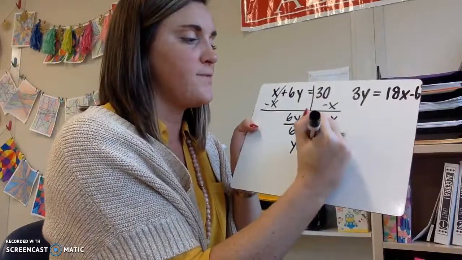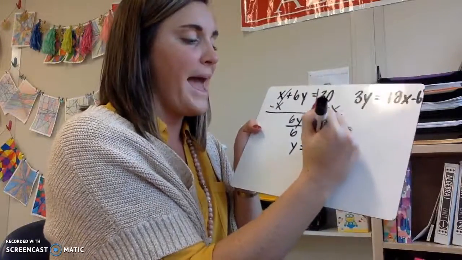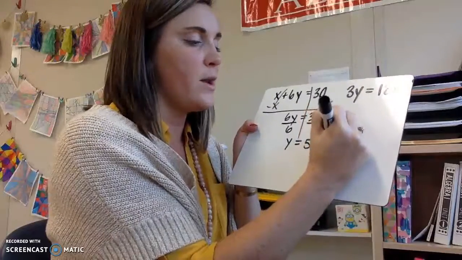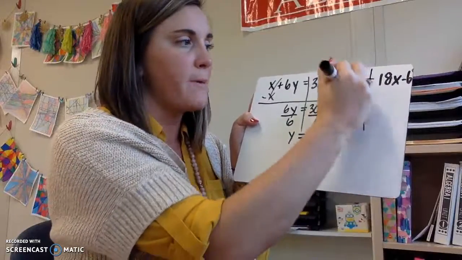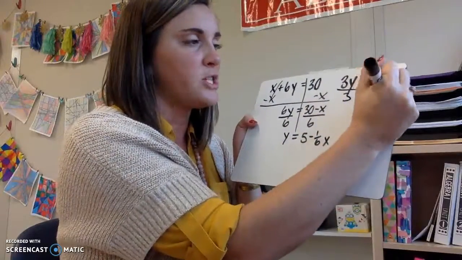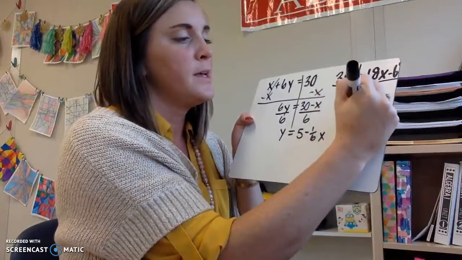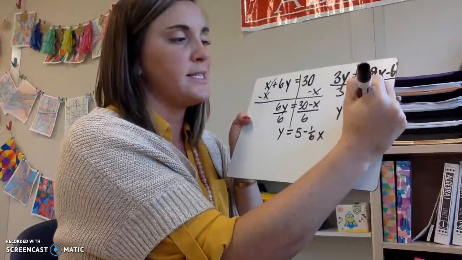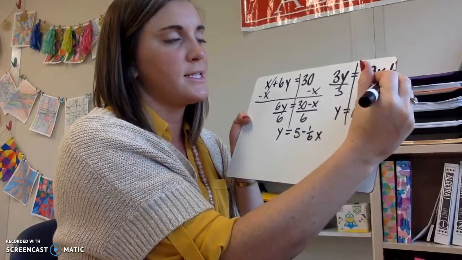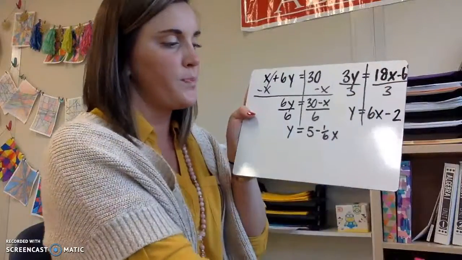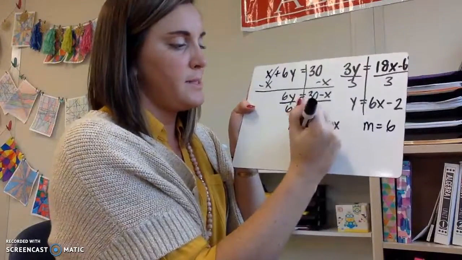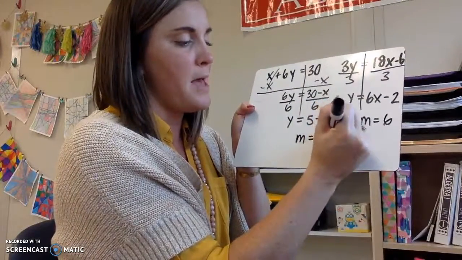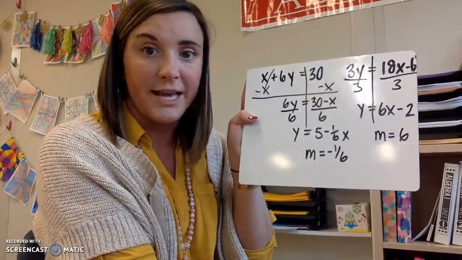30 divided by 6 is 5. Negative 1x divided by 6 is negative 1 over 6x. This one, I only have to do one step here, which is just divide by that 3 on each side, so y is by itself. 18x divided by 3 is 6x, minus 6 divided by 3 is 2. So my slope in this one, m equals 6, and my slope in that first one, I'm going to back up, m equals negative 1 over 6.